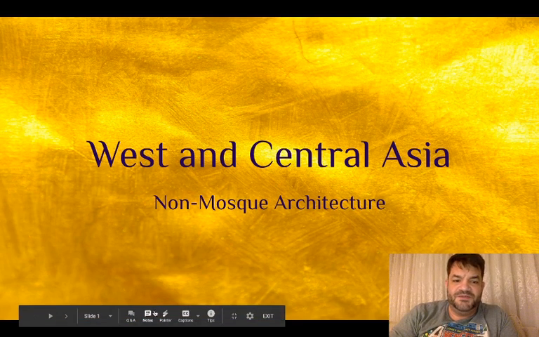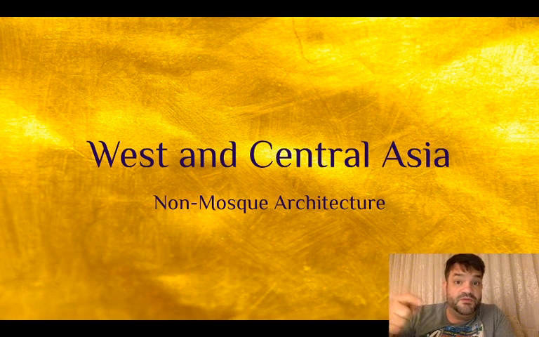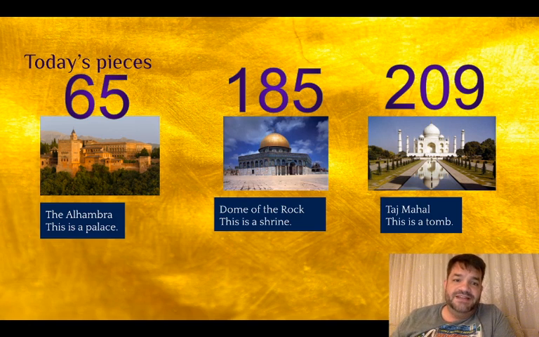Alrighty, cherubs. So today we're going to continue in West and Central Asia, and we're going to continue talking about architecture, but we're going to move on to non-mosque architecture today. Remember to take your quiz on the three pieces from last time, the three mosques we looked at. And today we're going to be looking at these three pieces, so none of them being a mosque. We've got a palace, we've got a shrine, and we've got a tomb.